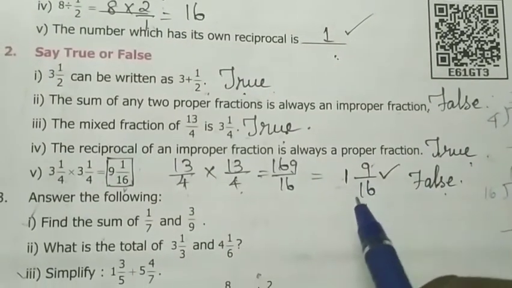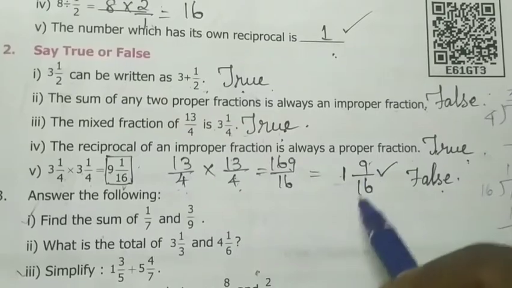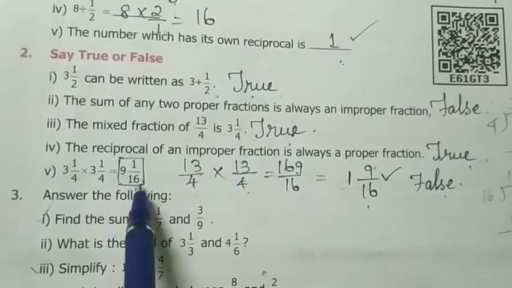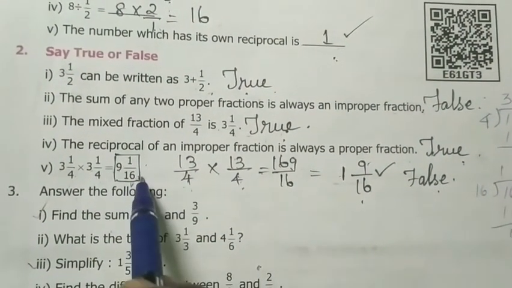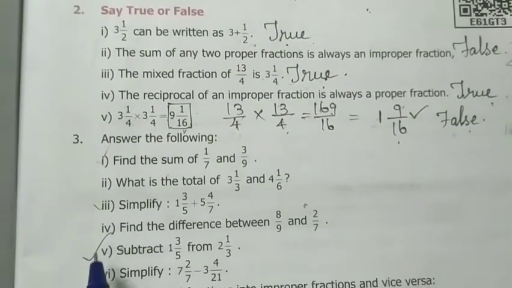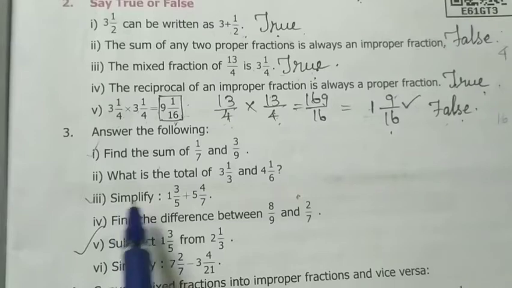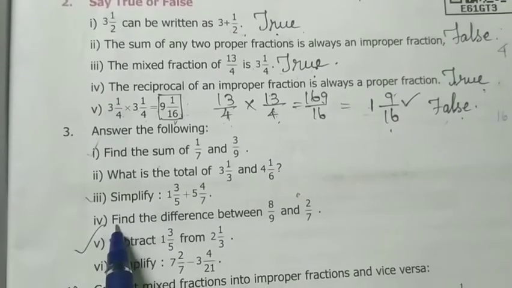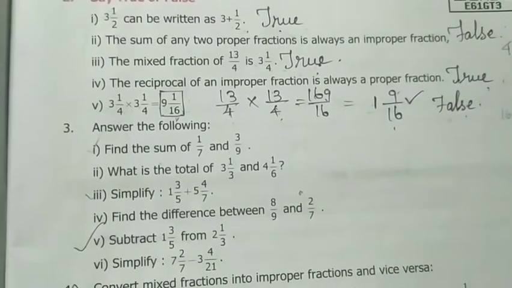Here the answer is 19 by 16, but the given answer is 91 by 16. It is a false answer. Okay, so go to the next, the third one. So here we completed up to the third sum. Now we are going to see the fourth one.